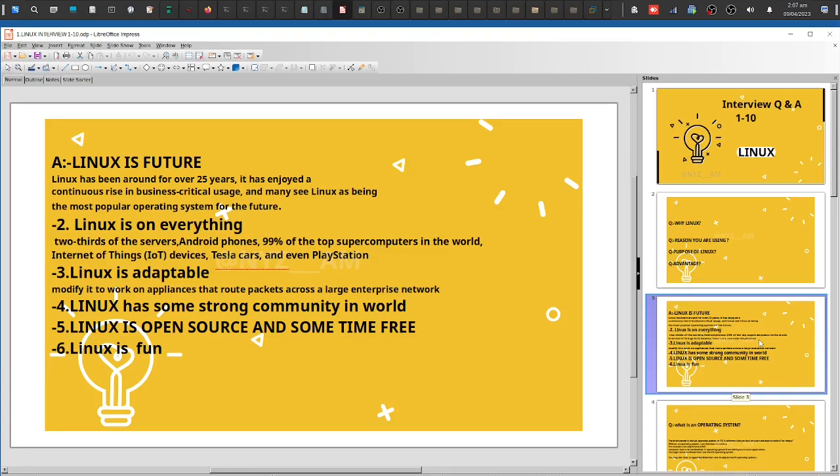Last but not least, Linux is fun. When you get deeper and deeper into Linux, it is quite enjoyable. If you are an expert in Linux, you can play around with the CLI. It would be very great.